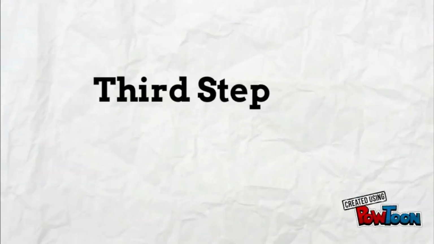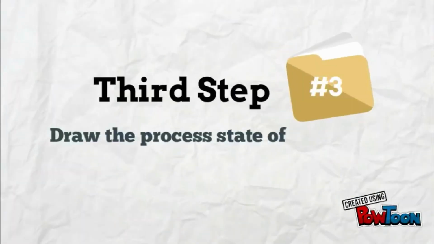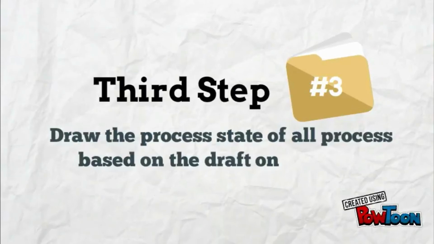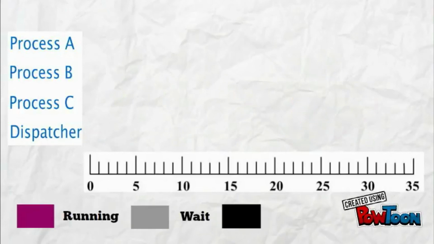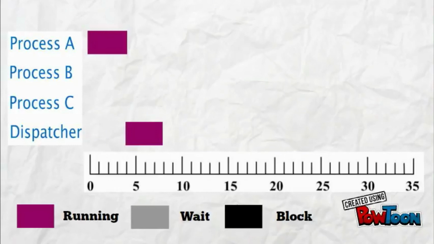Okay, now we go to the third step, which is to draw the process state of all processes based on the draft from the second step. Start with process A from timeline 0 to 4. Next, continue with the dispatcher and sketch the wait state from timeline 0 to 4 because the dispatcher is in waiting state at that time. Continue with process B.